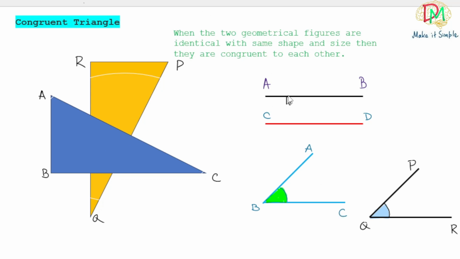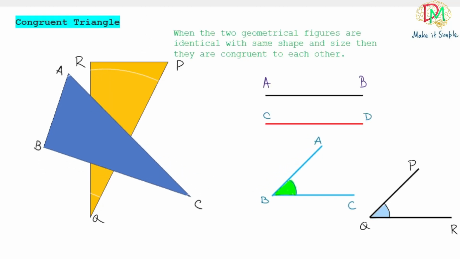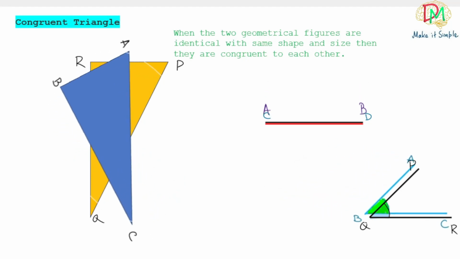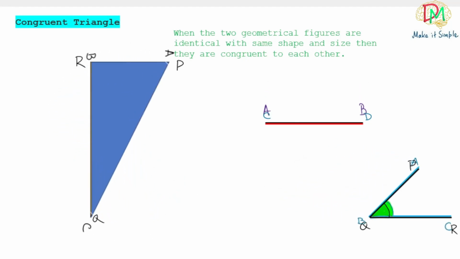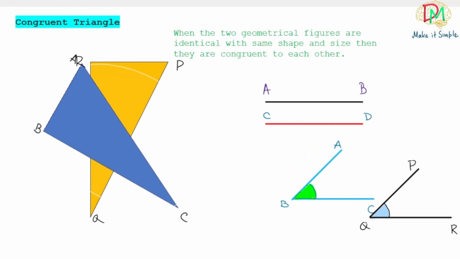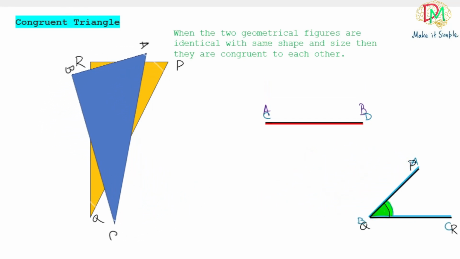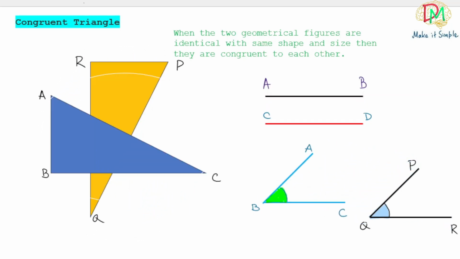Here you see this is a line segment, these are the angles, and these are the triangles. Now look at this animation. What do you observe? When they move, they superimpose each other, which means they are identical, right? That is the reason they superimpose each other.